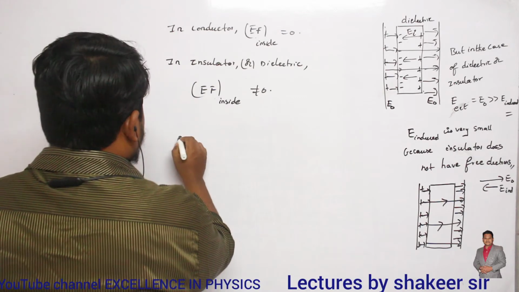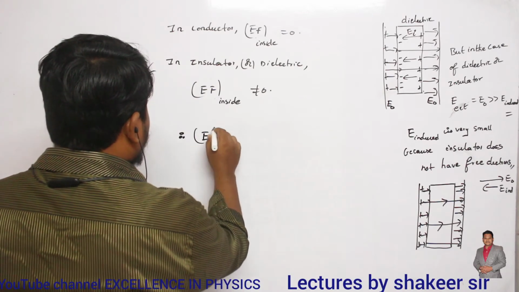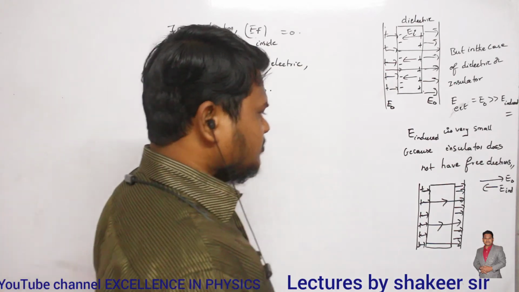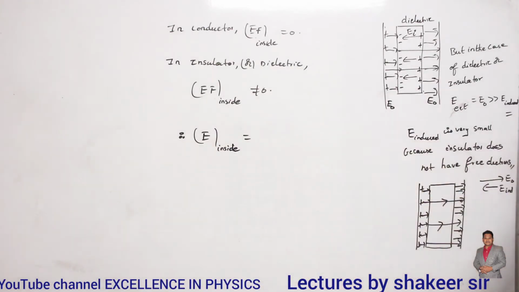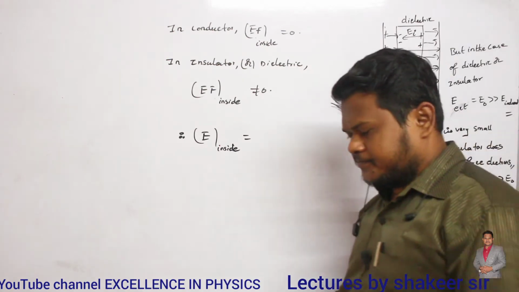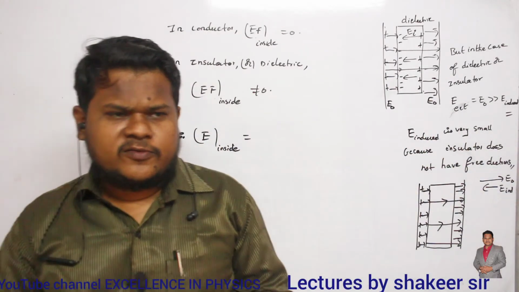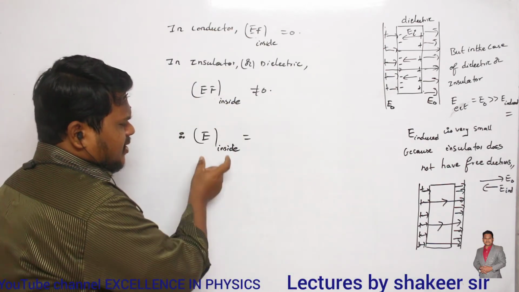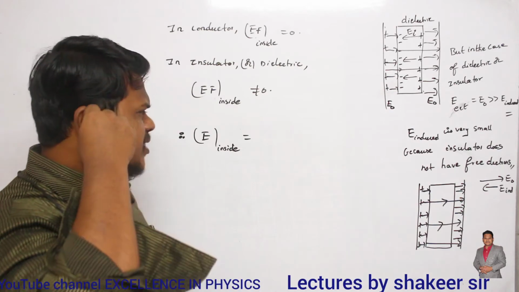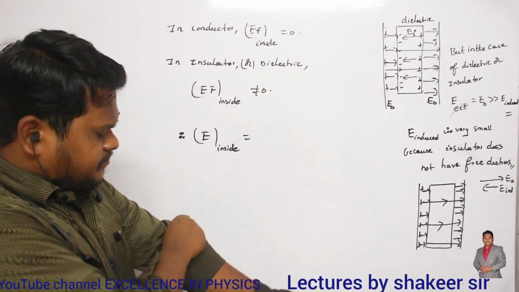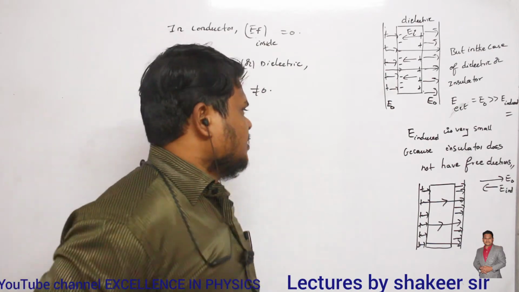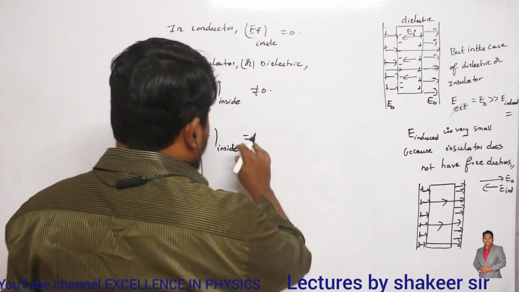So therefore, the electric field inside the insulator, can you say how can I calculate it? In a conductor, the electric field inside was 0. But in the case of a dielectric, how can I calculate the electric field inside the insulator? Can you say, anybody? Come on. Very simple.